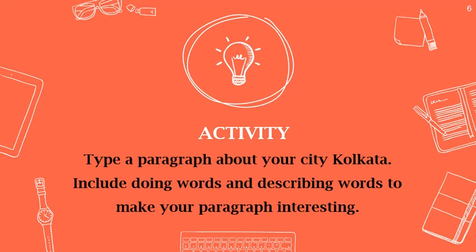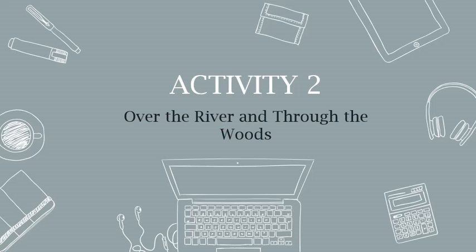And if you have time to spare, you can try another activity. For the next activity, you may type the lyrics of the song Over the River and Through the Woods that you learnt in your last Western music class. Have you been revising the song? If not, it's a good time to revise. And a very good way to revise something is to write it down or type it up. Do you think you're up for this challenge?